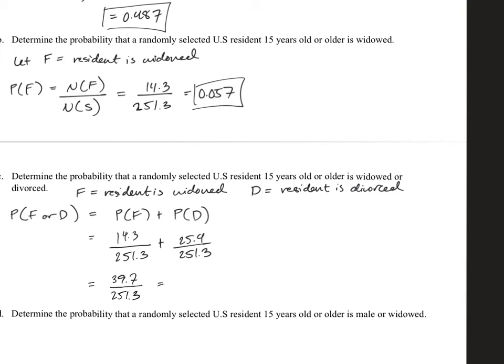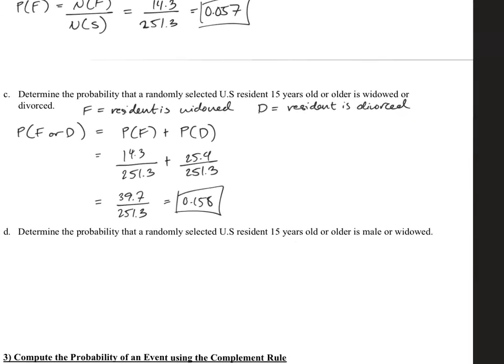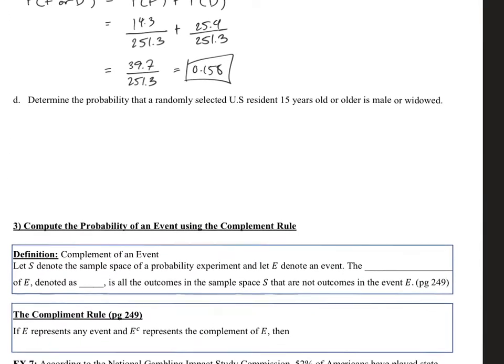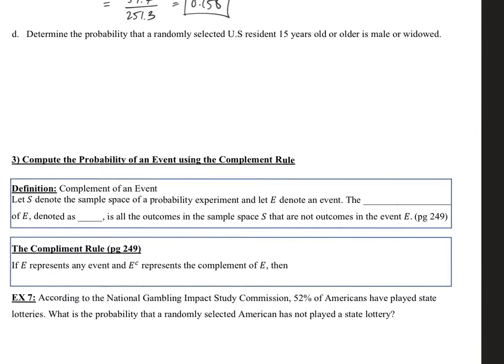That comes out to be 0.158. So that is the probability of being widowed or divorced and a U.S. citizen. So now let's determine the probability that a randomly selected resident 15 years or older is a male or widowed. So we have two events again.